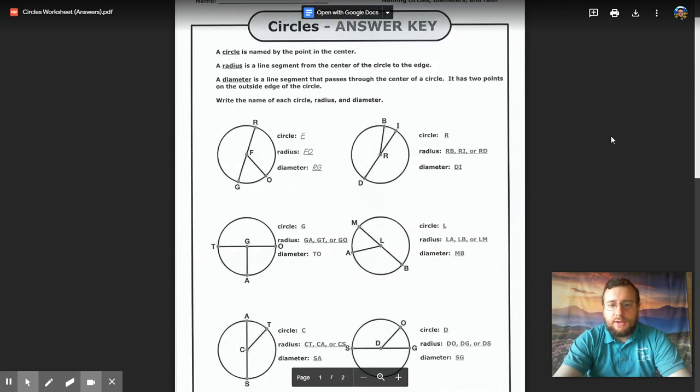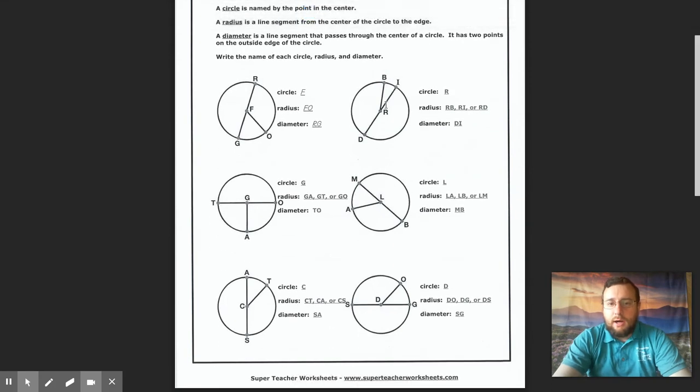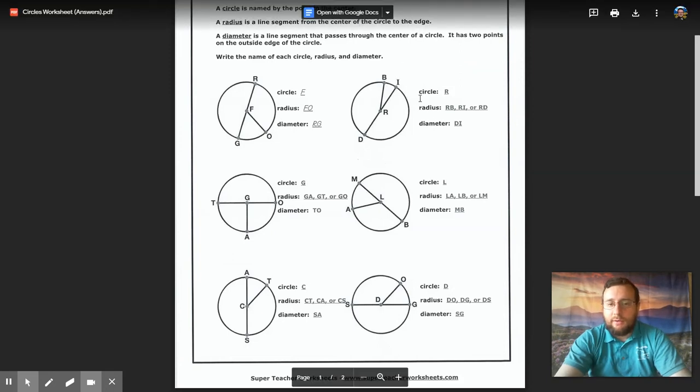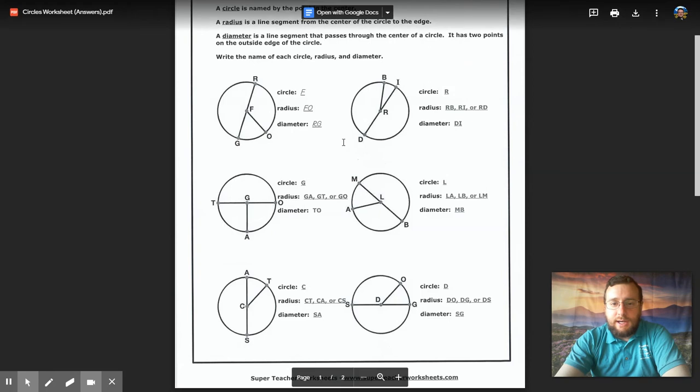Okay, so here's the answer key for that. So you can see all the different radii and diameters there are. So on this circle, you can use RB, RI, or RD. By the way, it doesn't really matter if you flip those letters. If you put BR or IR and DR, they work as well. Each time they started from the radius when naming the segments, but it doesn't really matter if you name it with the letters backwards. And then the diameter would be DI.